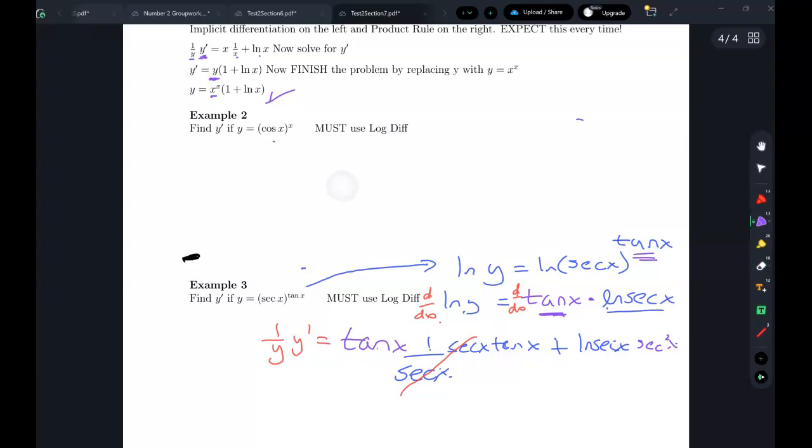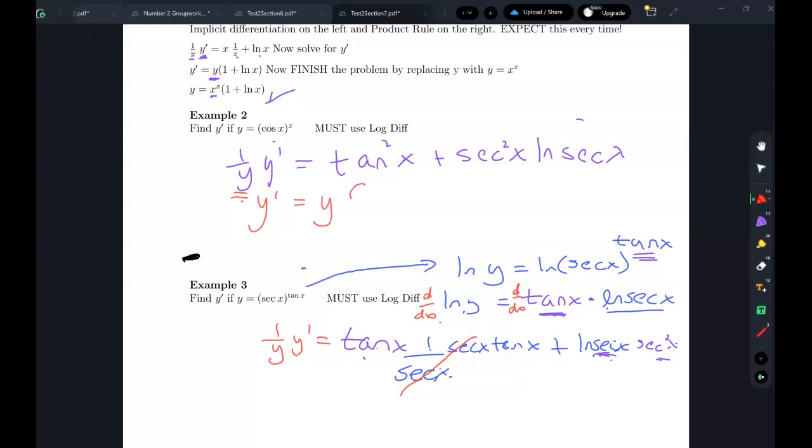Okay, so on this side I have 1 over y, y prime. That hasn't changed. Equals. So I have a tangent squared, right? And then this is inside the ln, and this is not, right? So I'm going to put the secant squared there, and then ln of secant of x. So now I want to multiply by y. So y prime equals y times all of this: tangent squared x plus secant squared x ln of secant of x.